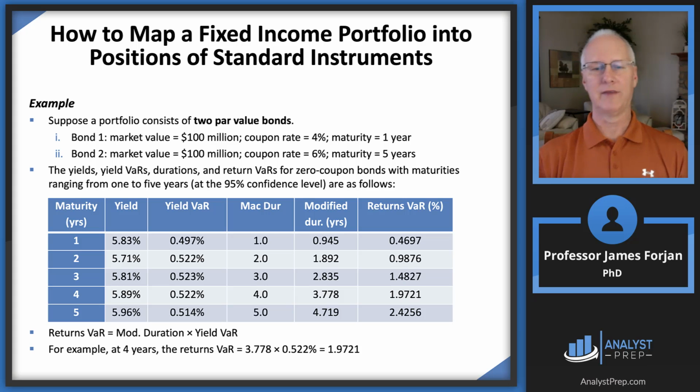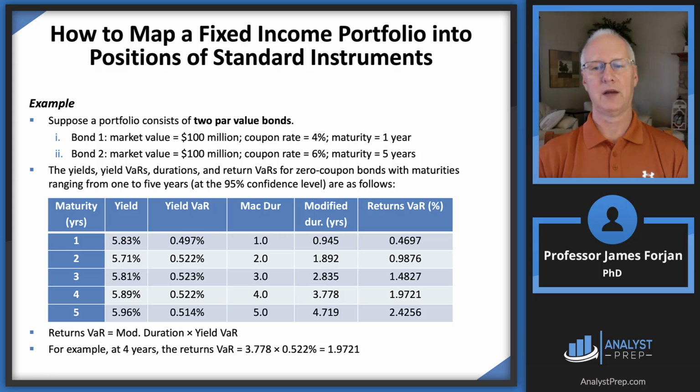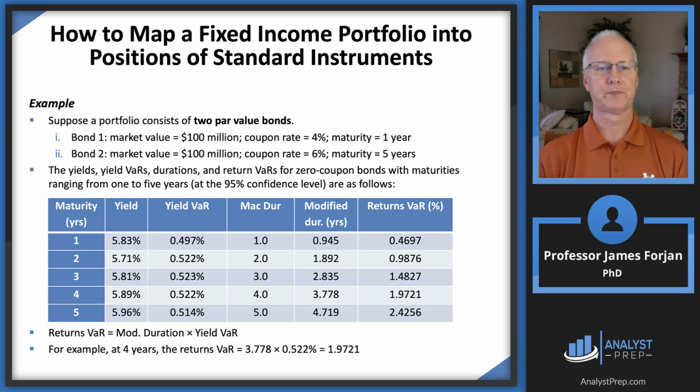So in the event you have to construct this table, you're probably going to be given most of it, right? You have to be given most of these as input variables. What you could calculate is modified duration. But I suspect that if you were to have to calculate anything, it would be that returns value at risk over in the far right column. And remember, those are in percent forms.